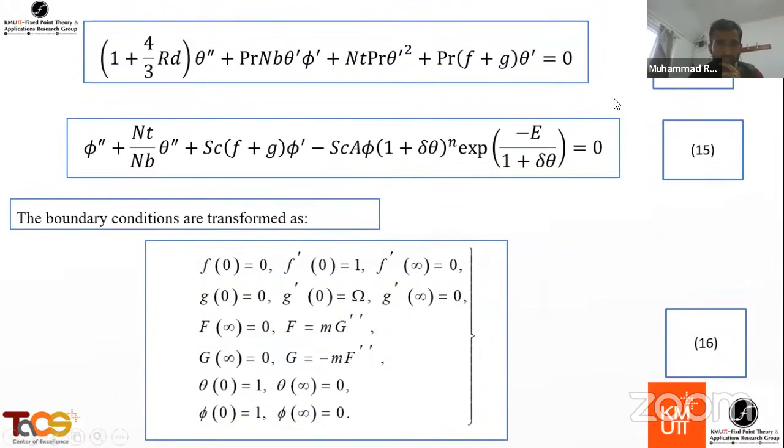In equation number 14, the temperature equation in dimensionless form is defined, where Rd is the radiation parameter, Pr is the Prandtl number, Nb is the Brownian motion parameter, and Nt is the thermophoresis parameter. In equation number 15, the concentration equation of the present problem after applying the similarity transformations is defined in dimensionless form. By using the similarity transformations, the boundary conditions are also changed into dimensionless form, defined in equation number 16.